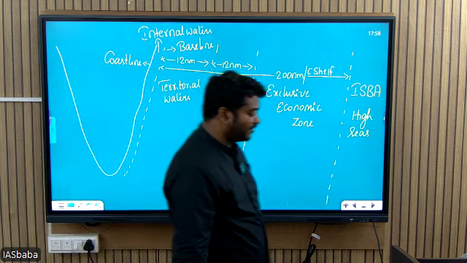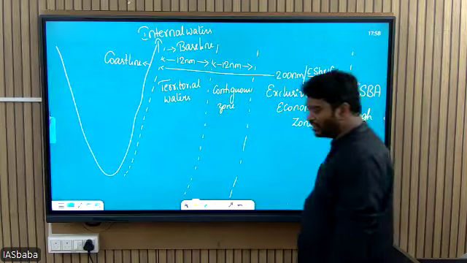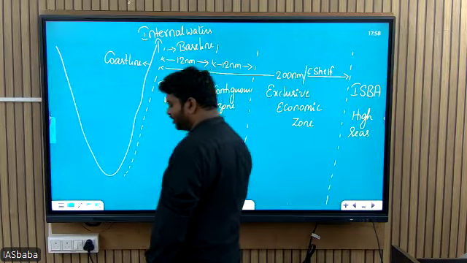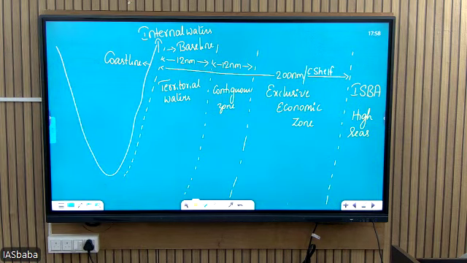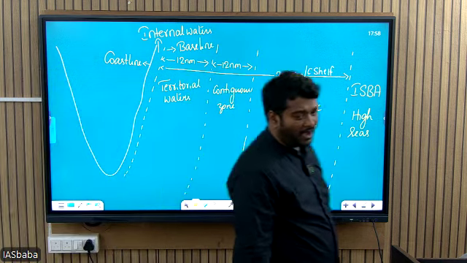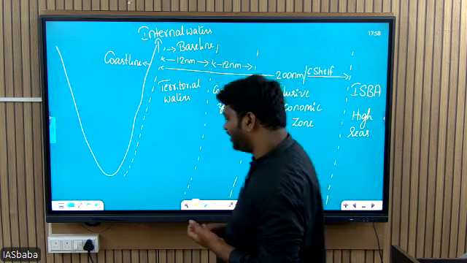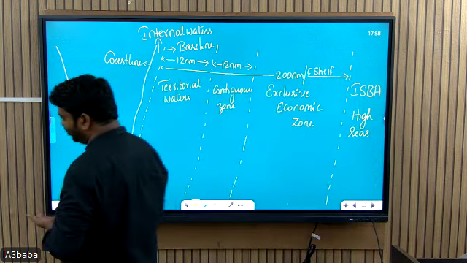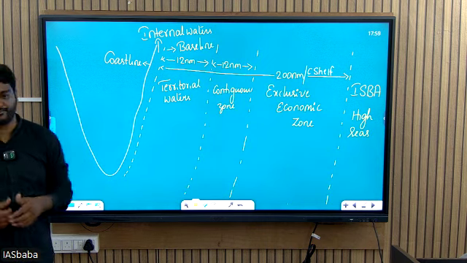On the basis of UNCLOS, maritime borders are demarcated into the following. Can you draw this first?